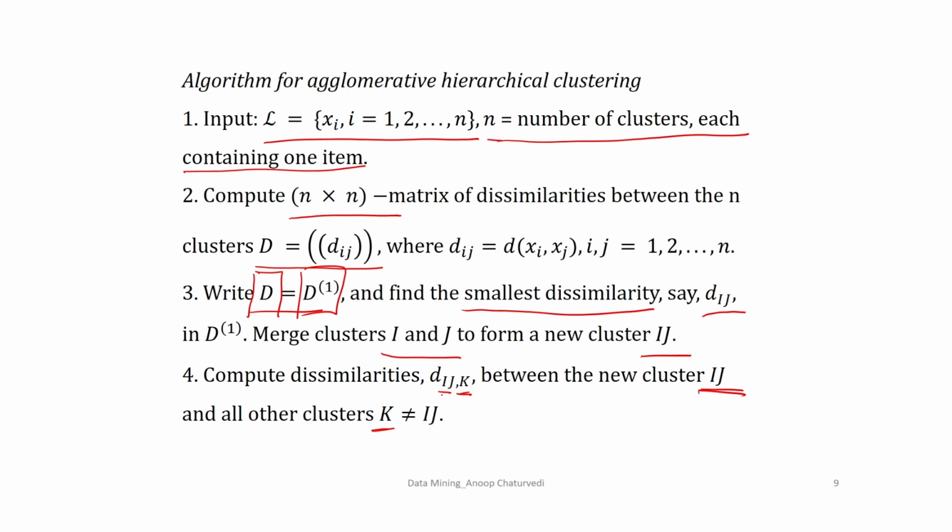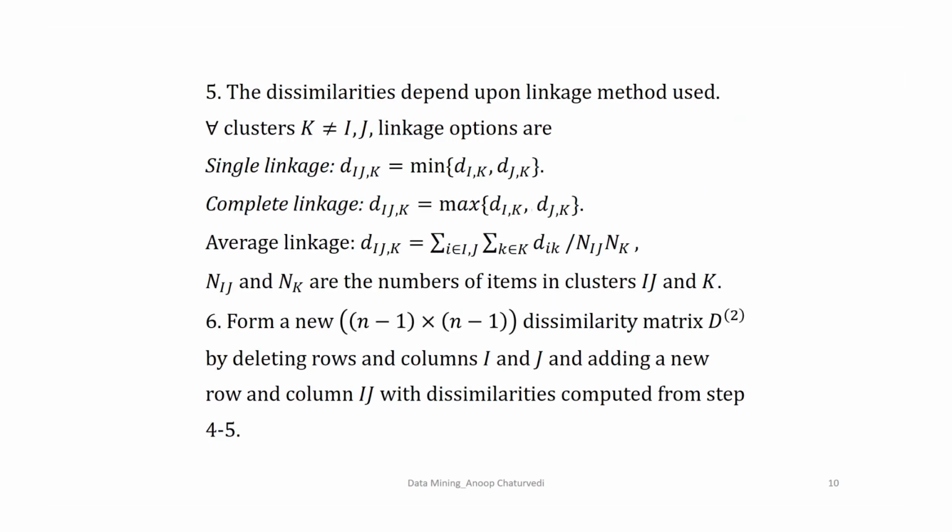So, again we get a distance matrix, and then the dissimilarities depend upon the linkage method used. So, whether you are using single linkage technique or complete linkage or average linkage or any other method, ultimately dissimilarities depend upon that particular linkage method. And different linkage options are single linkage.